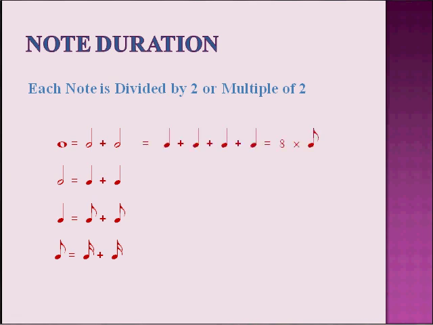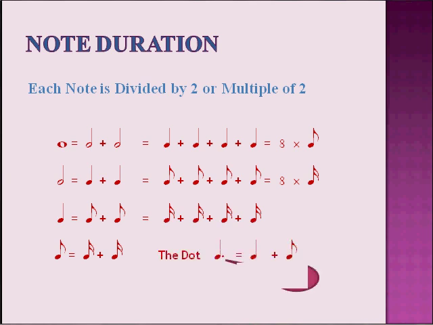We can look at the whole note. It can be 4 quarter notes, or 8 eighth notes, or even 16 sixteenth notes. A half note could be made up of the 2 quarter notes, 4 eighth notes, or 8 16th notes. And of course, the quarter note itself can be made up of 4 16th notes.